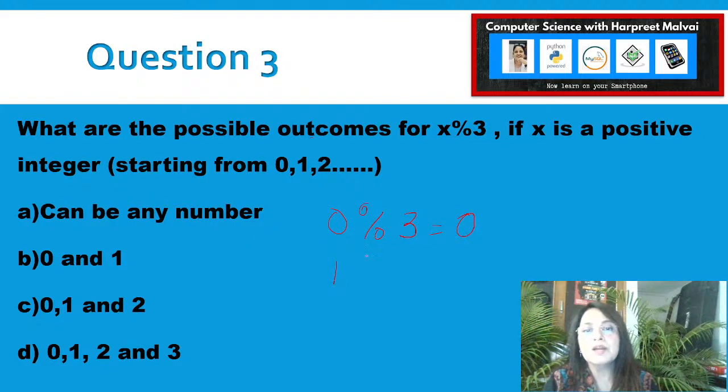And if I say 1 modulo 3, that's also equal to 1. So it's actually, even if the number is less than 3, you will still get the output as the number itself. And that's how you get the answer C, that the number is going to be either 0, 1, and 2.